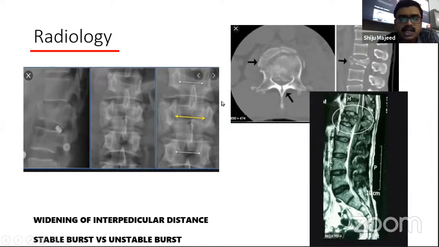Sometimes the patient can escape without a neurologic deficit. So whenever there is a burst fracture with a neurological deficit, it is known as an unstable burst. So that is the difference between stable burst and unstable burst.